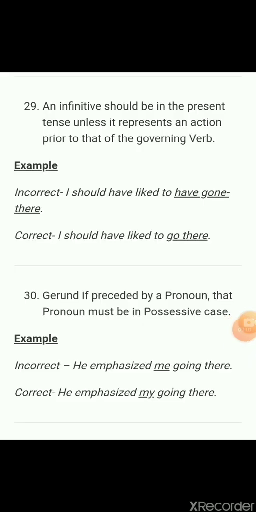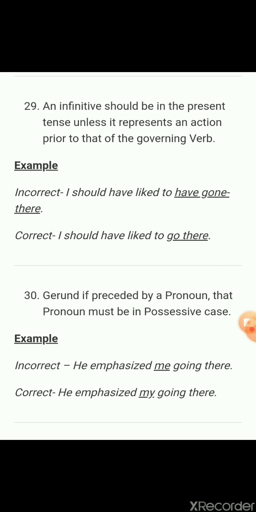Coming up with rule number 29. An infinitive should be in the present tense unless it represents an action prior to that of the governing verb. I'm reading all the rules for your ease, but mostly you will understand when you read the examples with me. So please write down the rule in your notebook and just look at the examples carefully. Don't write the examples as well. Examples are for understanding, rules are to pen down.